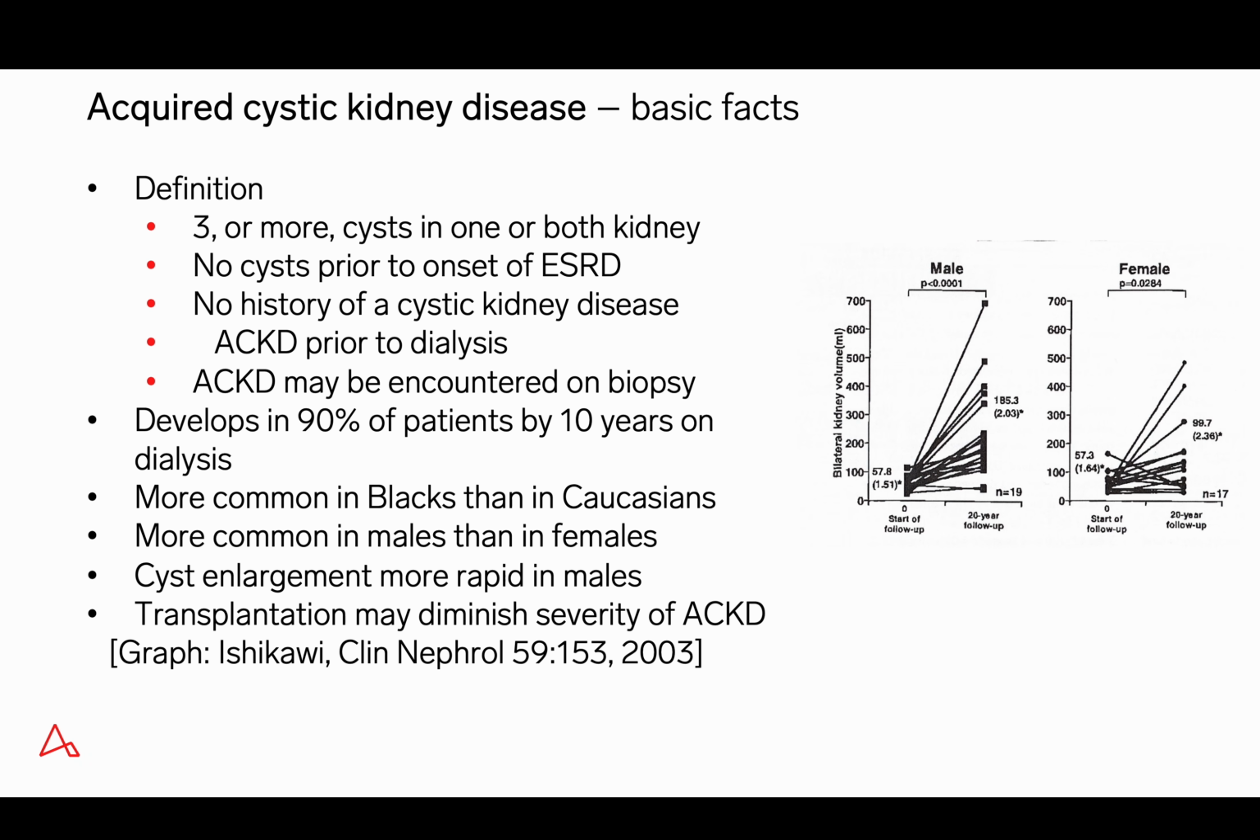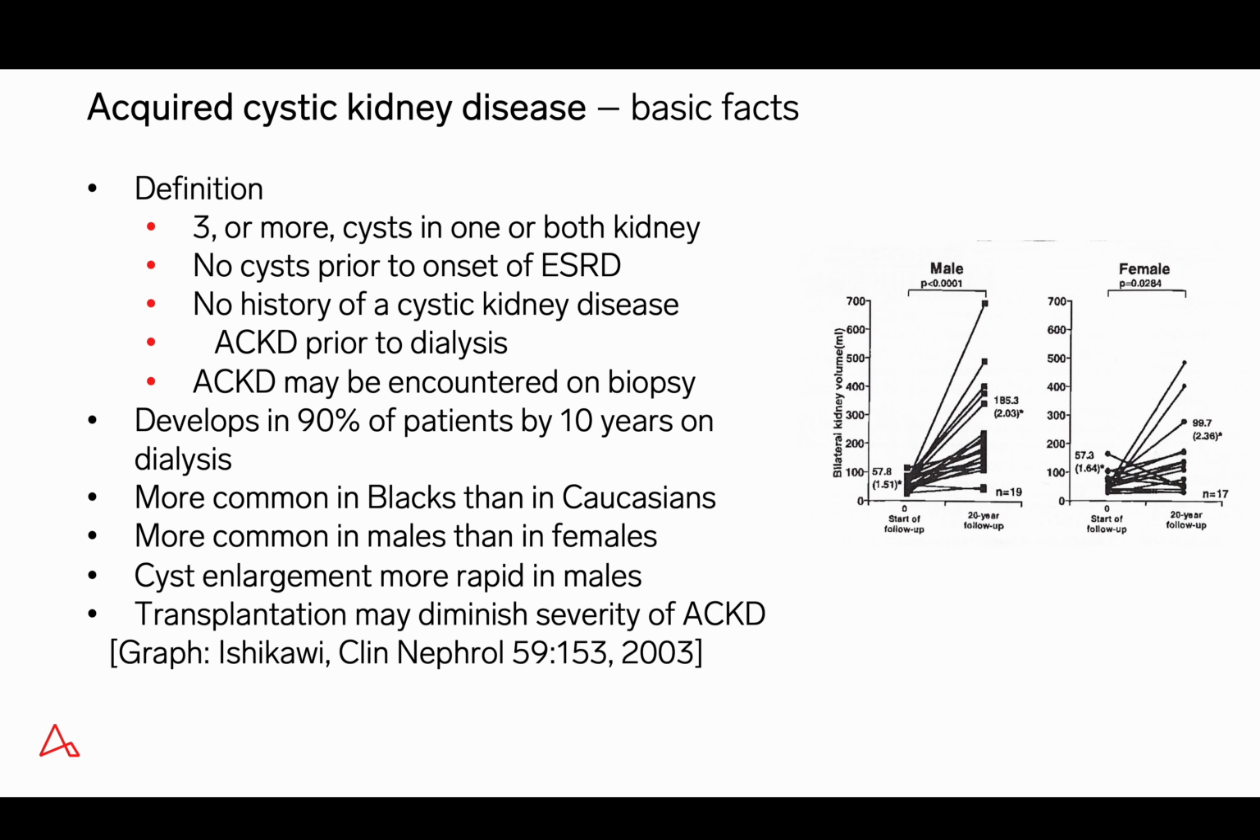Some basic facts about acquired cystic kidney disease. The definition is 3 or more cysts in one or both kidneys, but no cysts should be present prior to the onset of end-stage renal disease. Furthermore, there should be no history of cystic kidney disease. Acquired cystic kidney disease may occur prior to dialysis and is present in about 90% of patients who have been on dialysis by 10 years. Since it occurs prior to development of dialysis in some patients, it may be encountered on renal biopsy.